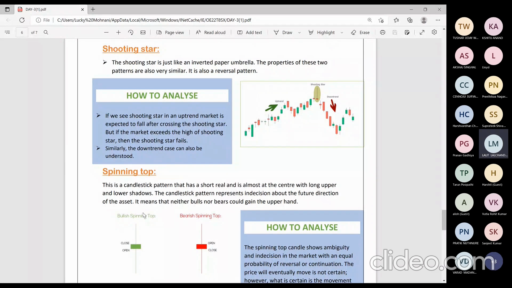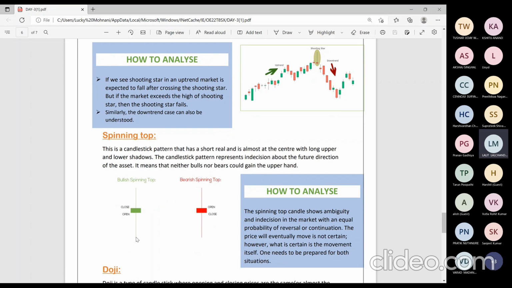It is similar to the hanging man. Suppose a shooting star occurs in an uptrend. Then we may expect that after the shooting star occurs, the next coming trend should be a downtrend, and similarly vice versa. And now we'll move on to the spinning top.